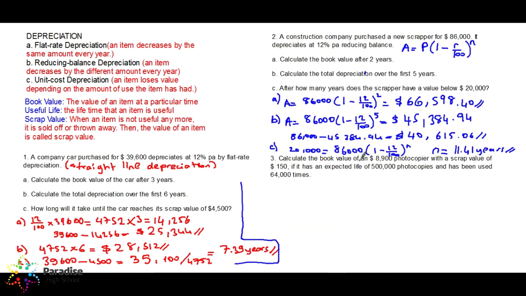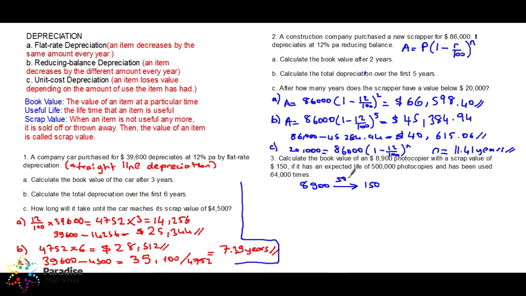So this is a unit cost calculation, unit cost depreciation. It can't be the reducing balance depreciation because we calculate according to number of photocopies. So unit is used here. Then how we are going to answer? Now your photocopier is $8,900 and the scrap value is $150. And useful life is 500,000 photocopies.